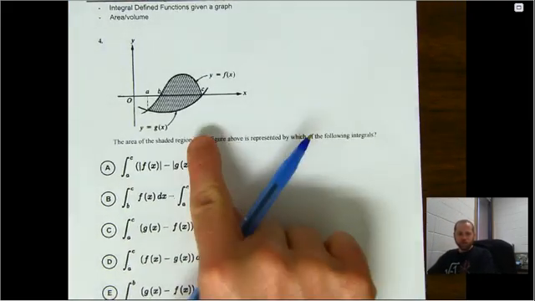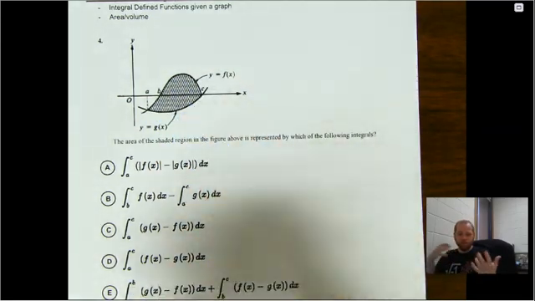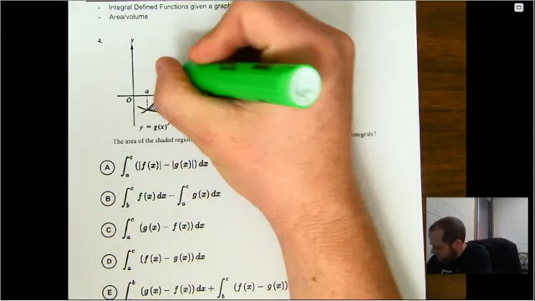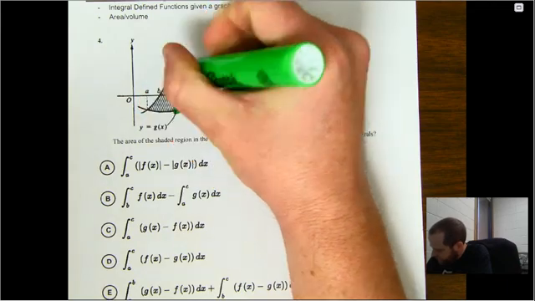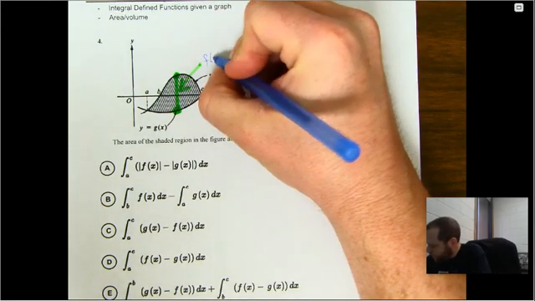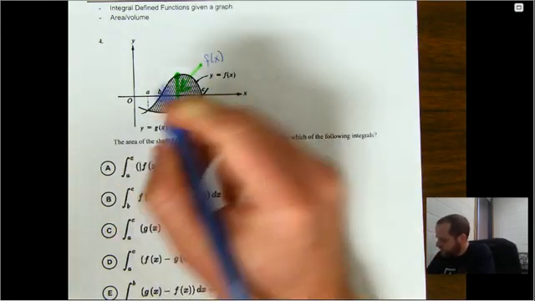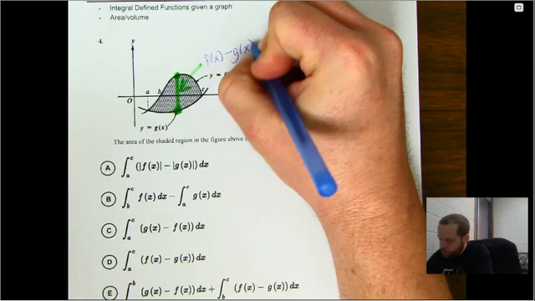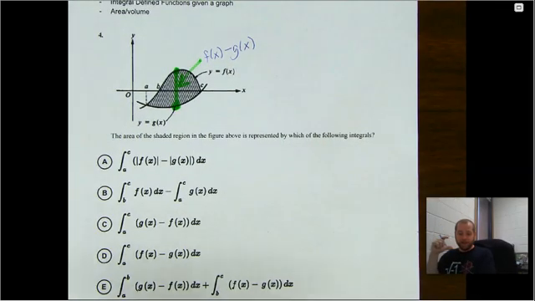Okay, so we have a graph. You notice it's not well defined. We don't know a lot of the points. And they want to know the area of the shaded region in the figure above. So I'm going to break this down as a length. And that length is going to be f on top. The f function is on top and the g function is on bottom. So that would be the measure of that length for any given x. That's the y values for any x, okay?